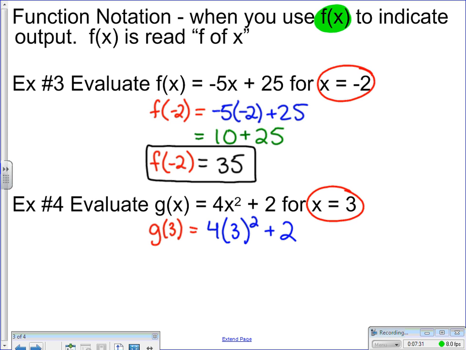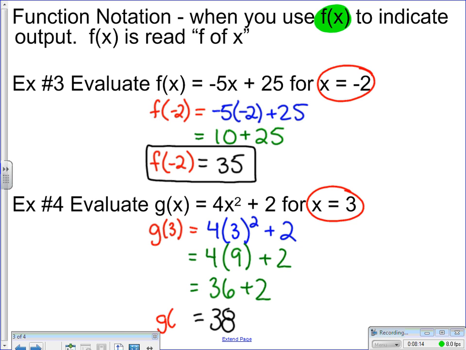Now that I've changed the x into a 3, you should do order of operations and work that out. You should take a moment to pause and try that. Okay, so hopefully you did not do 4 times 3 and get 12. Hopefully you did 3 times 3 because exponents go before multiplication in the order of operations. So it's 3 times 3 makes 9. From there, we do 4 times 9, which is 36, plus 2 equals 38.